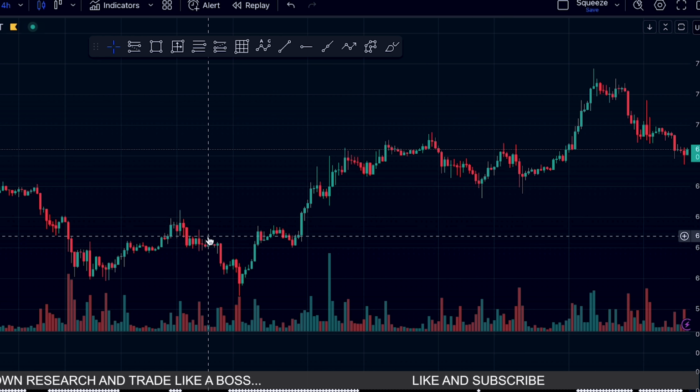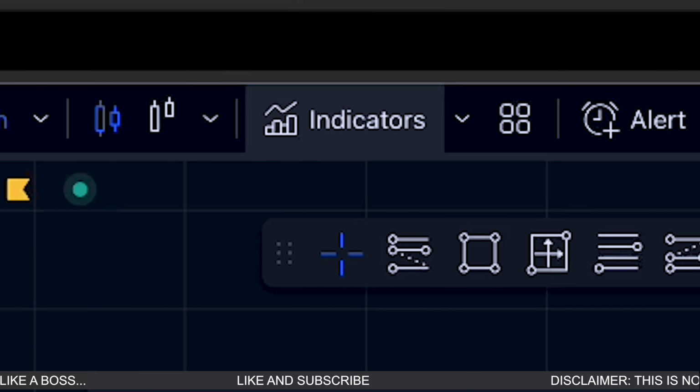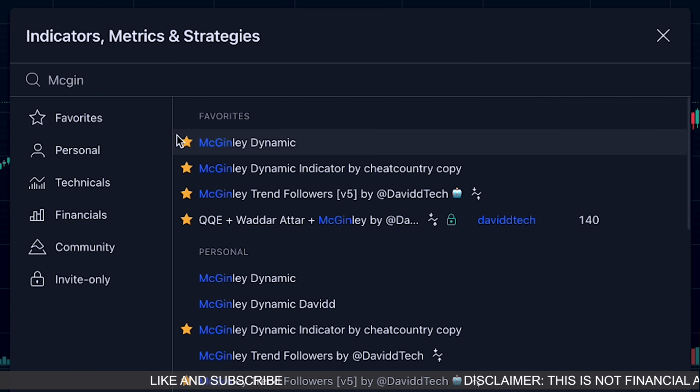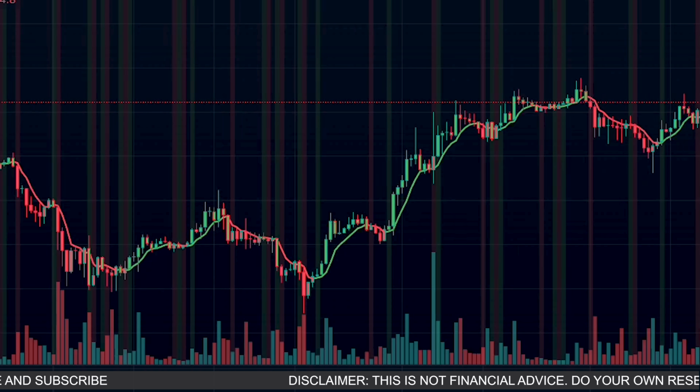Okay, let's start by adding some of those indicators to our charts. Okay, the first indicator that we're going to be adding is the McGinley dynamic. It is this indicator here. You click on it to add it to your chart.